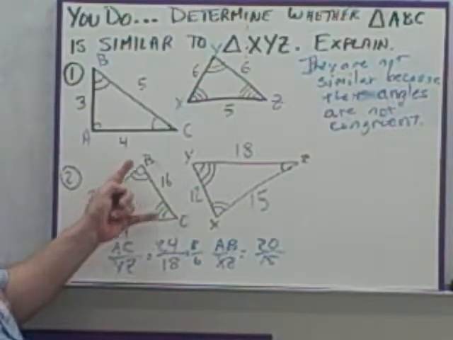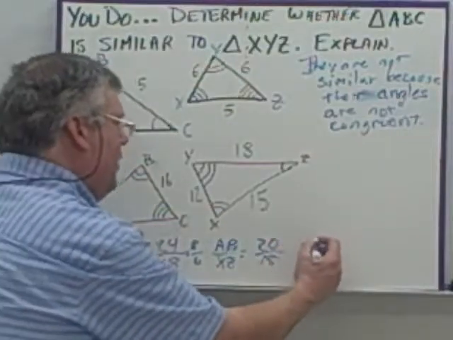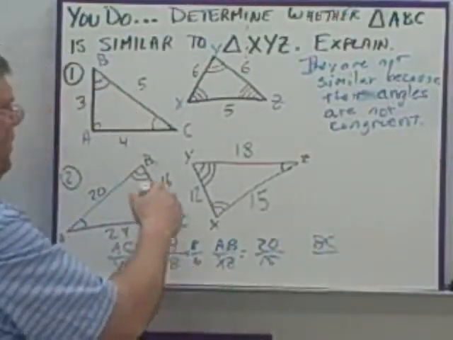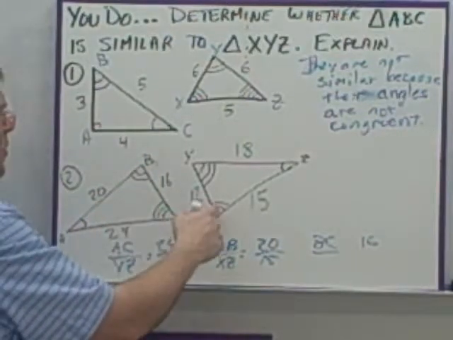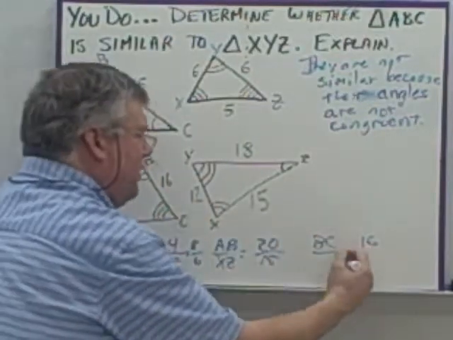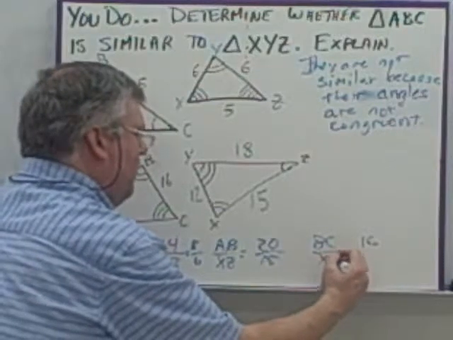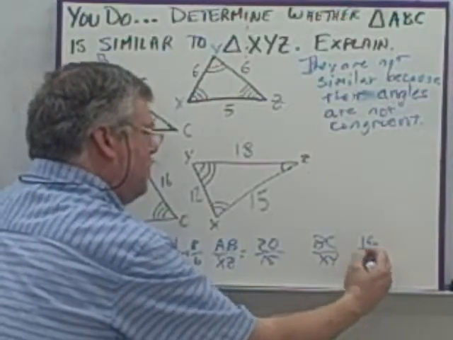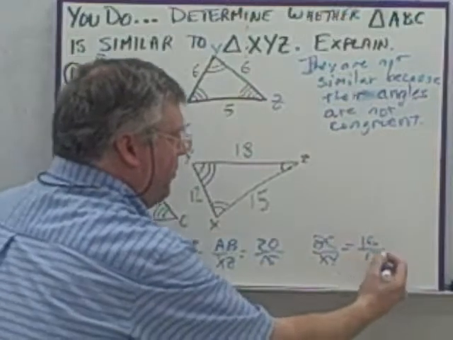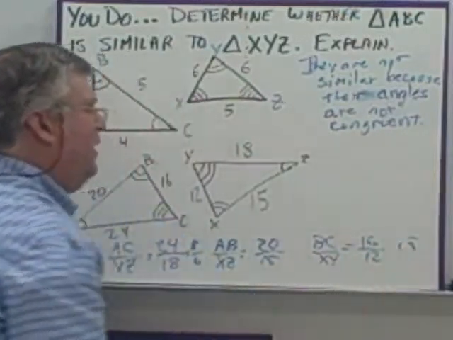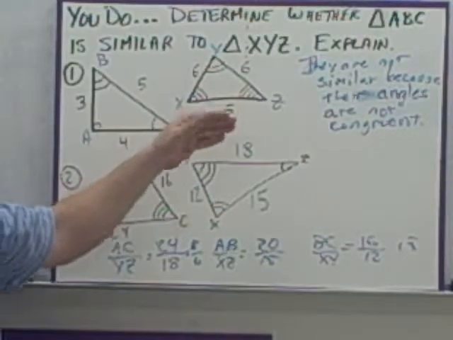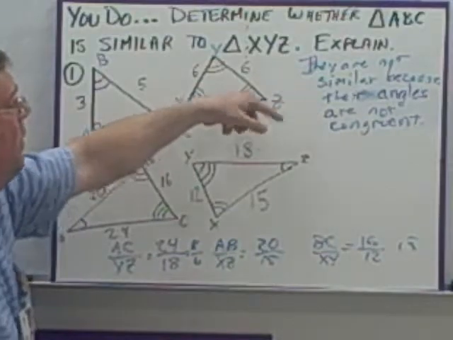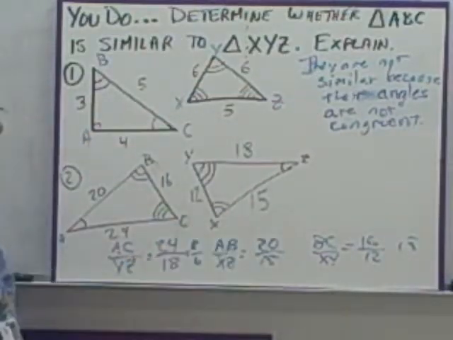One last one to check to make sure. BC is 16. It's going to match up with a 2 arch, 3 arch. 2 arch, 3 arch is this one, so it's going to match up with the 12, which is the XY. And you do that division, you're going to get the 1.3 repeating, so they all do match up. So these two are proportional, and you'd say they are similar because their angles are congruent.